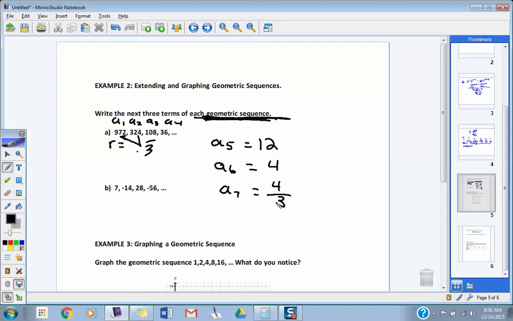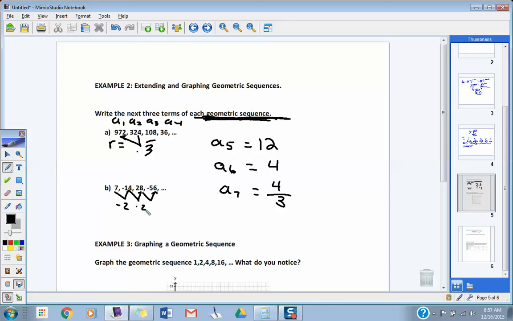How about a pattern from 7 to -14, -14 to 28, 28 to -56? Anybody see a pattern? What's going on here to go from one value to the next? Jacob, you see it? You times by -2 because, guys, if I work backwards, what's -14 divided by 7? It is -2. 28 divided by -14 is -2. -56 divided by 28 is -2.